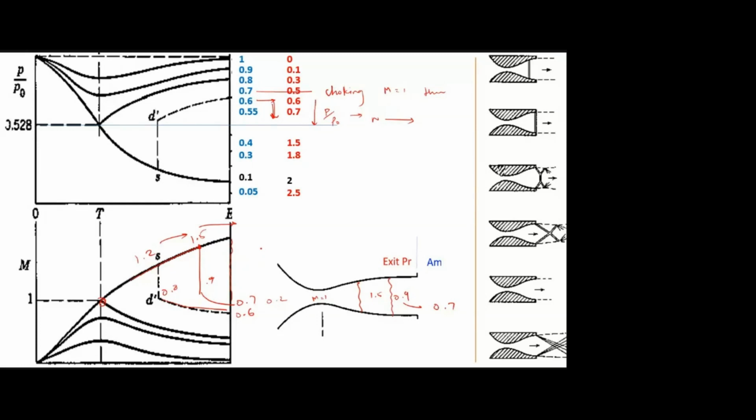Okay, and if you keep decreasing this pressure difference, what will happen? This normal shock strength also keeps decreasing, and finally it reaches the throat and is swallowed. So this is the subsonic region. Now we will come to the supersonic region.